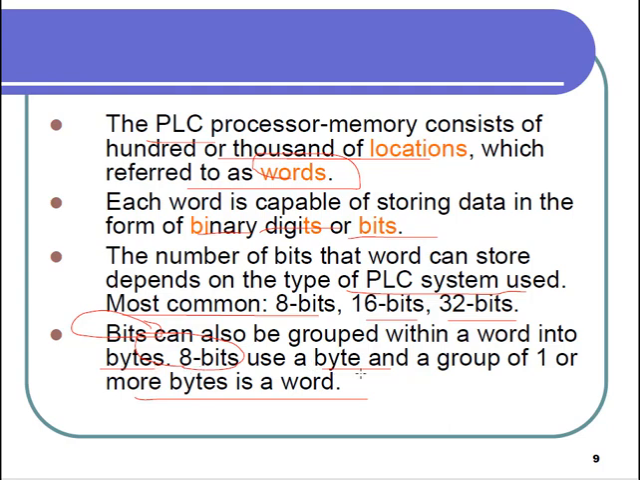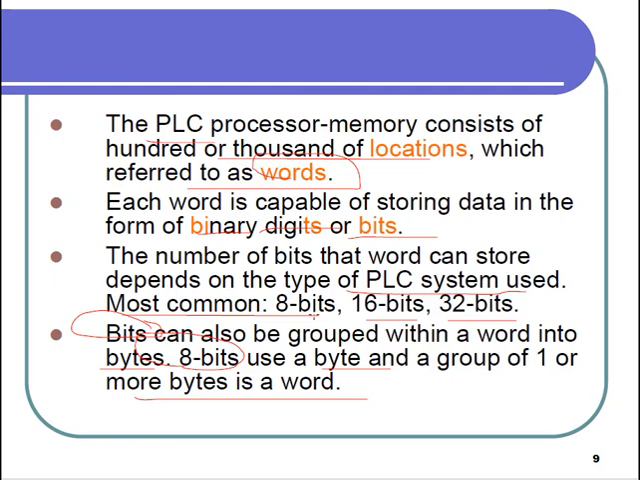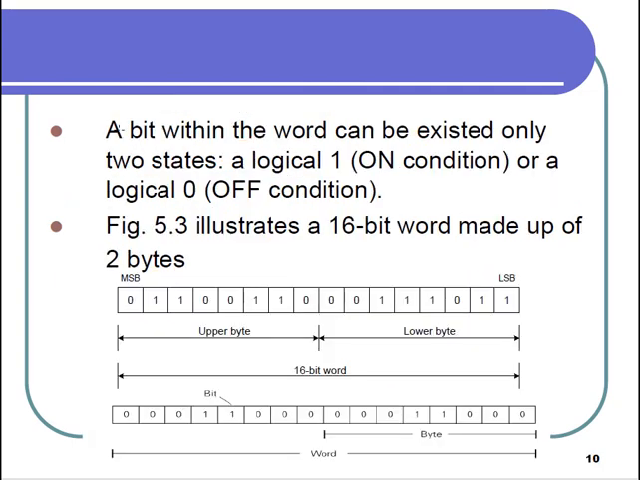8 bits use a byte, okay, and a group of 1 or more bytes is a word. So this is how the binary system works. Still continuing on the binary numbers. A bit within the word can exist only in 2 states. Either it is a logical 1 for on condition, or logical 0 for off position.